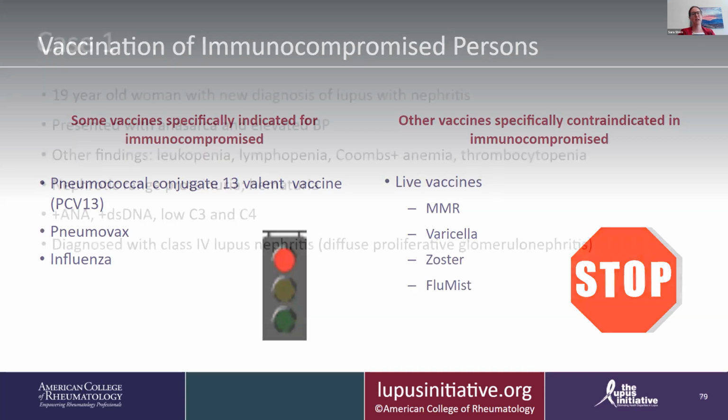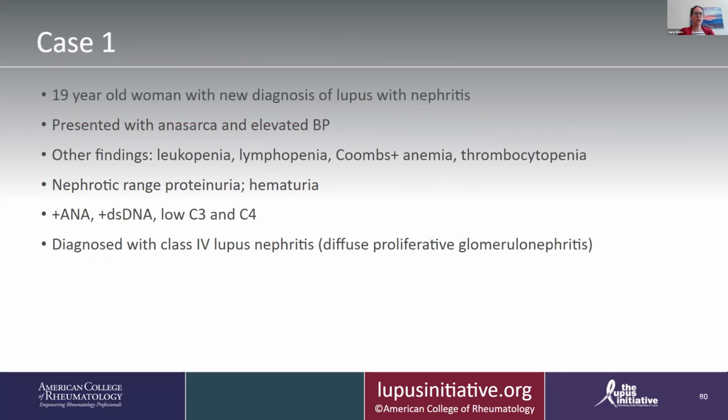Oh, zoster. How could I forget zoster? So now let's talk about a couple of cases. A 19-year-old woman with a new diagnosis of lupus nephritis presents with anasarca and an elevated BP. Other findings: leukopenia, lymphopenia, Coombs positive, thrombocytopenia, nephrotic range proteinuria and hematuria, a positive ANA, double-stranded DNA, and low C3 and C4. They're diagnosed with class 4 lupus nephritis, which is DPGN, the most severe lupus nephritis, okay?